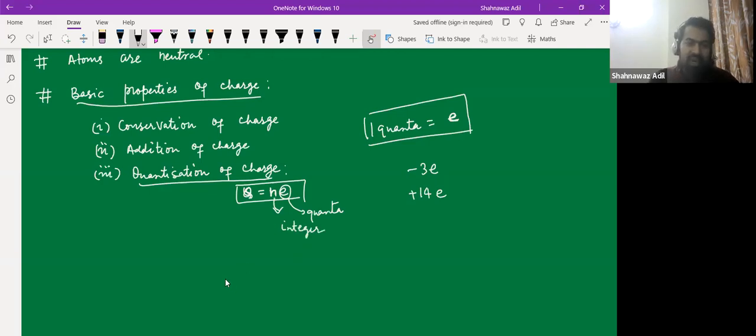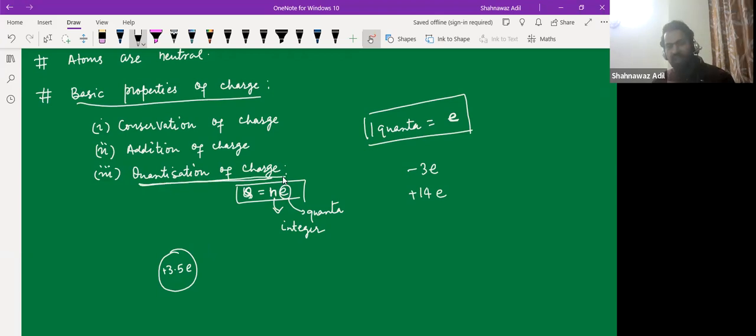Integer number, right? So let's say the charge on a material is 3.5 e. Is it possible? Can the number of electrons in a material be 3.5, half an electron? Is there a thing which is half an electron? No, sir, not possible. So that is why we say it is an integral multiple of a small quanta, which is the charge on one electron. That is what we mean by quantization of charge.